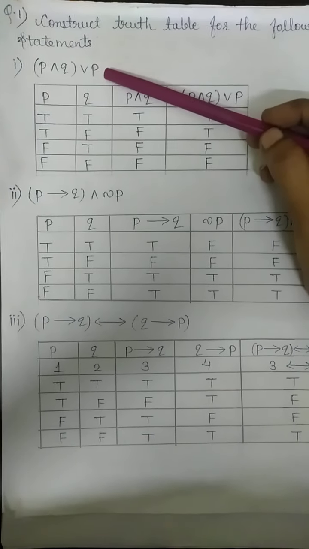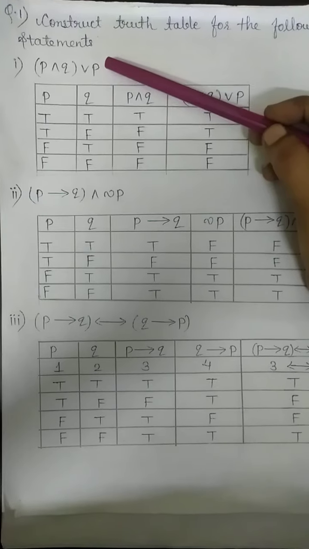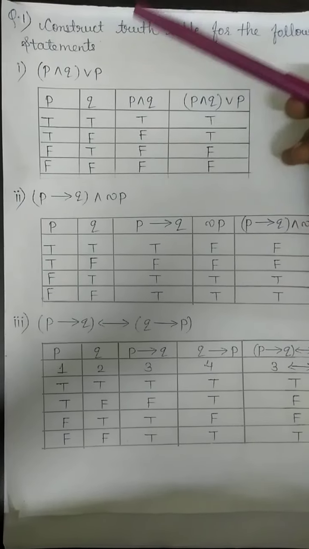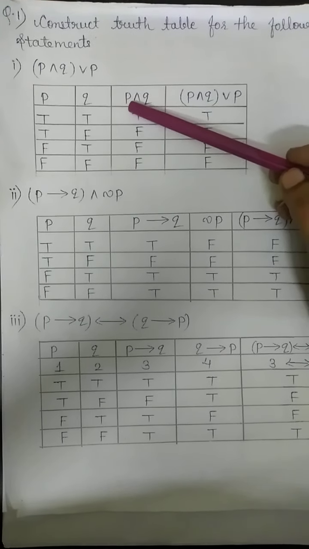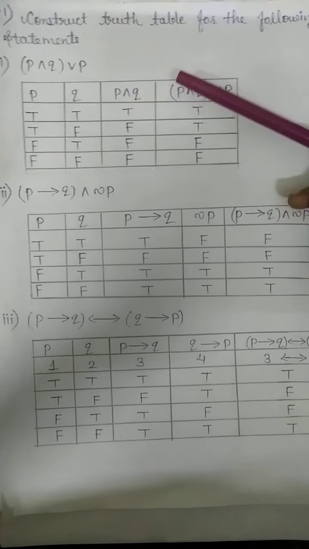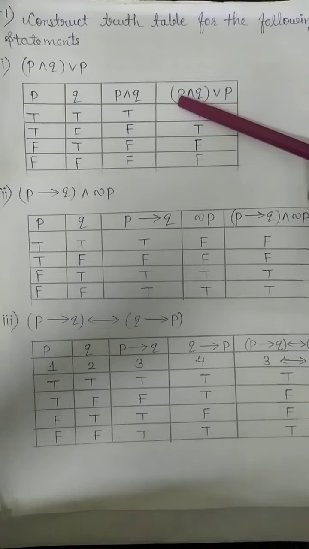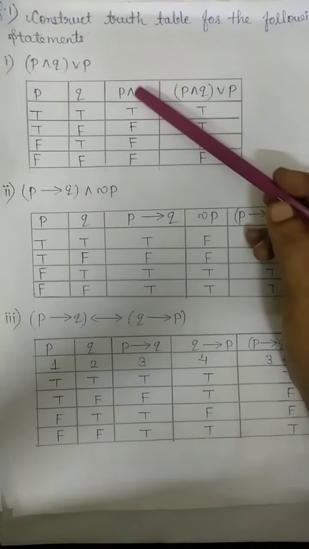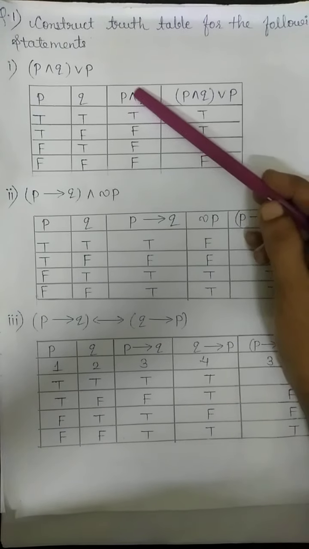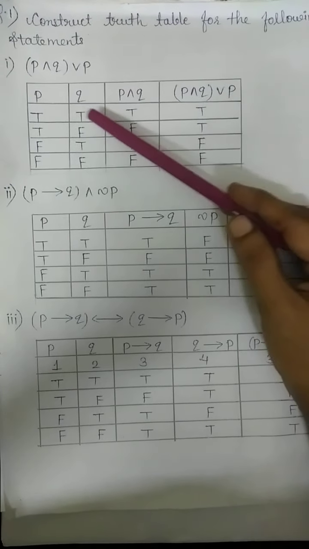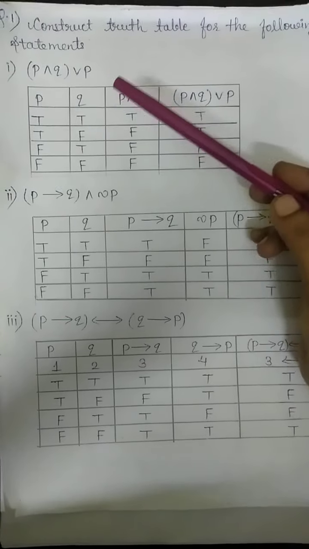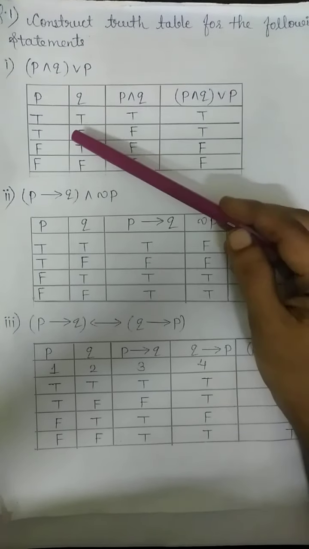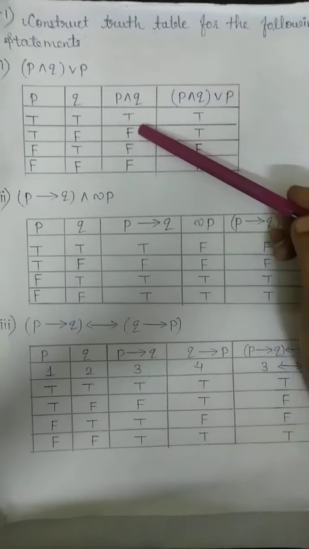Now by looking at this statement, we will decide how many columns we require while constructing the truth table. So here we require P and Q. Then final statement, that is P and Q or P. So we remember the table for AND. Out of two statements, any one is false, then answer is false. So here first one will be true and remaining will be false.